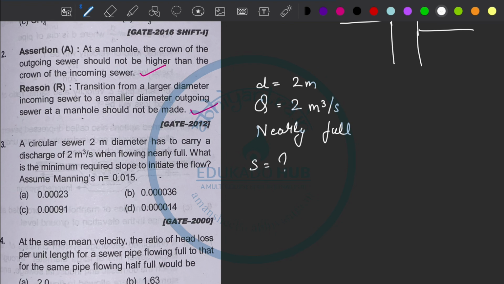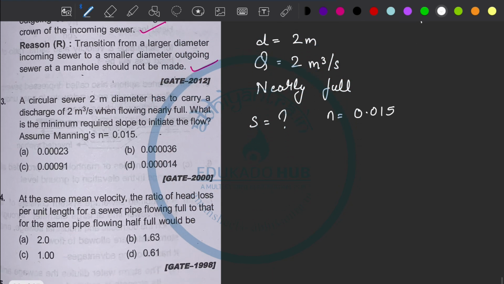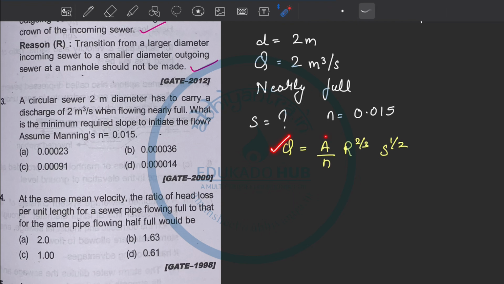The slope value they want to know, but they have given the Manning's constant, that is 0.015. Okay, see, because Manning's constant they have given, we will use Manning's formula, that is Q is equal to V is equal to 1 upon N R to the power 2 by 3 S to the power 1 by 2. And if I want to calculate discharge, Q is equal to A upon N R to the power 2 by 3 and S to the power 1 by 2. From here I can get the slope. See, I have discharge, I can calculate area, I can calculate R, N is given.